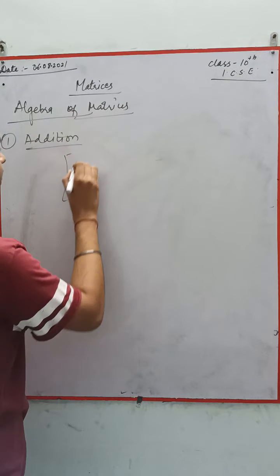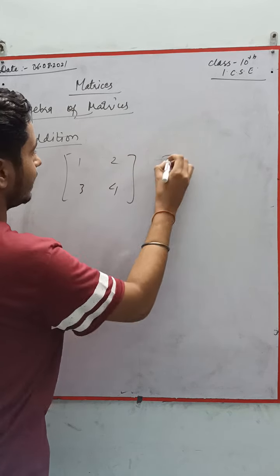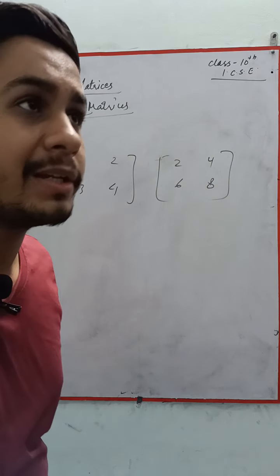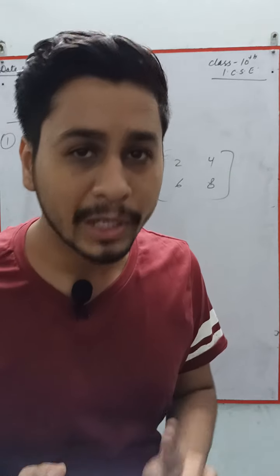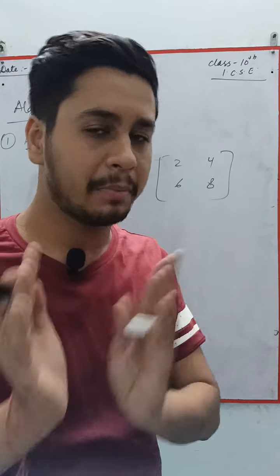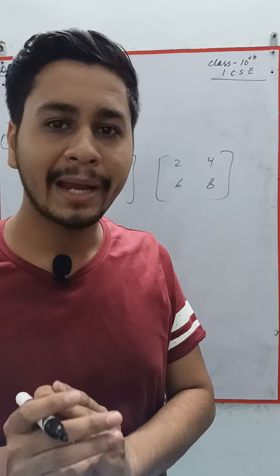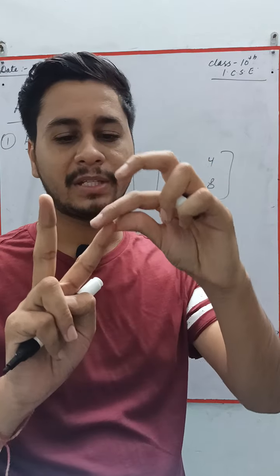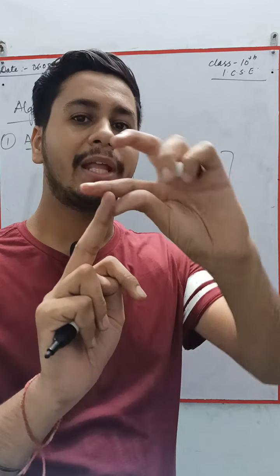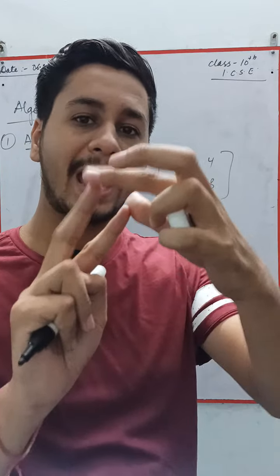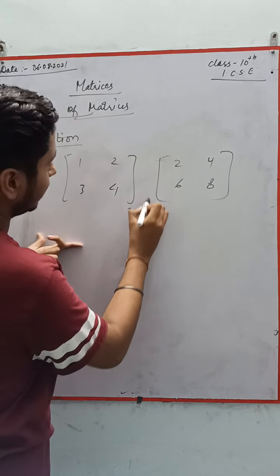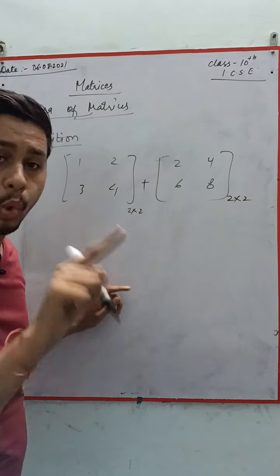Say for example, if you are given 1 2 3 4 and another 2 4 6 8. First of all, let me tell you, the algebra is only possible when the two matrices are of the same order. That means you can add two matrices only when they are of the same order. If this is 2 cross 2, then this has to be 2 cross 2 to add them. No unsymmetrical matrices should be added. So if I am taking 2 cross 2, then this will be added with 2 cross 2 only.